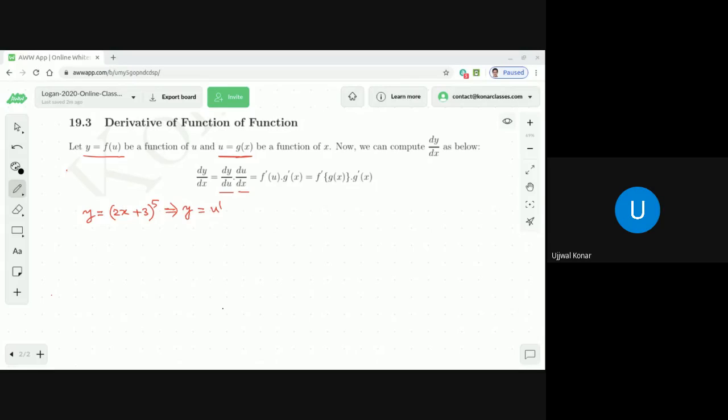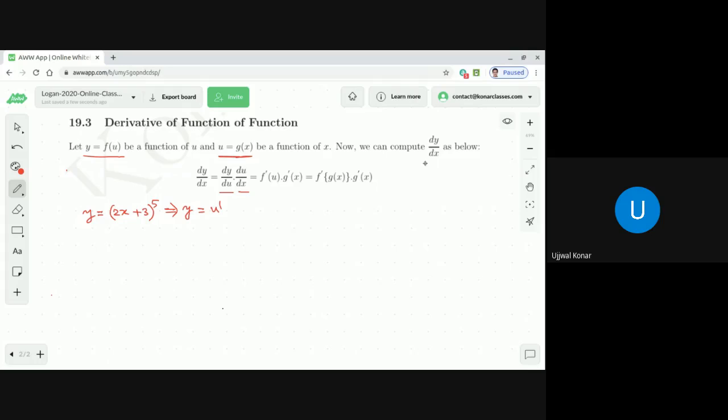And the point here, what we are going to discuss is the derivative of a function. What I was telling is, suppose y is a function of u, and u is a function of x. As you see, y is a function of u, y is equal to f(u), and u is a function of x, that is u is equal to g(x). What is our task? Our task is to find dy/dx.